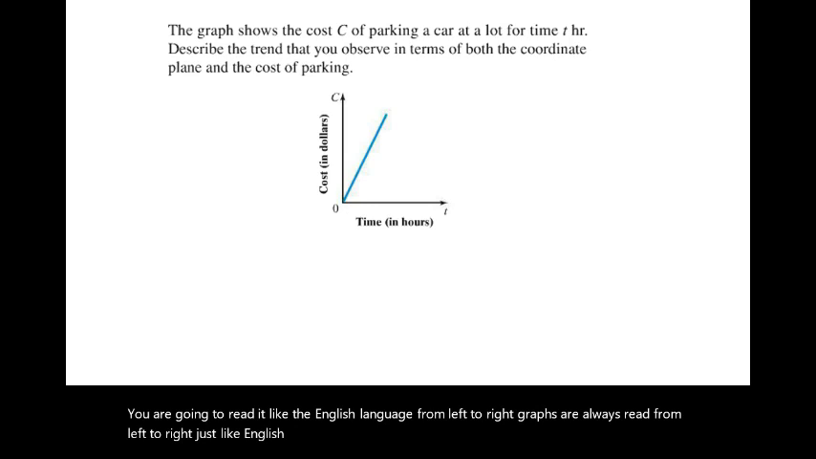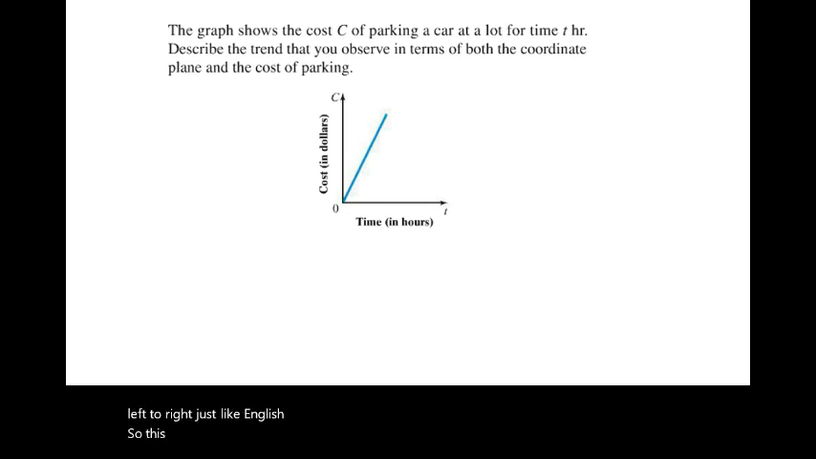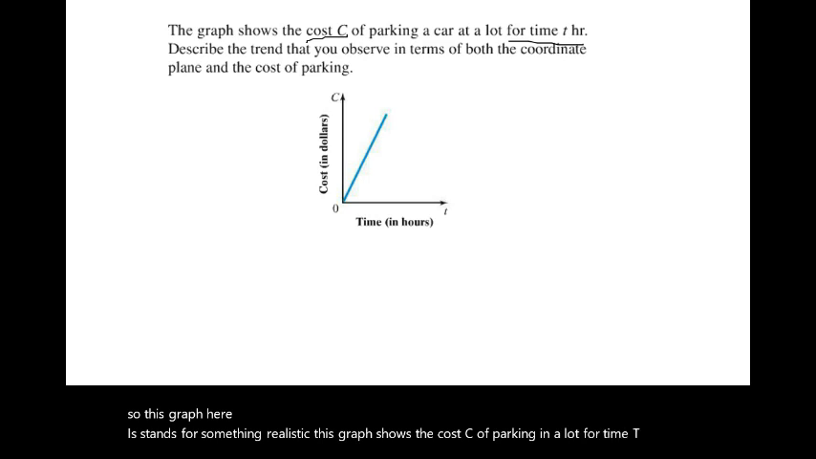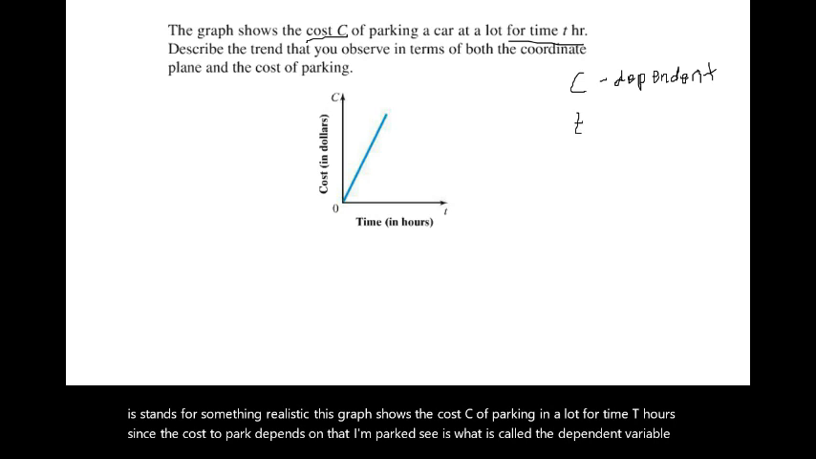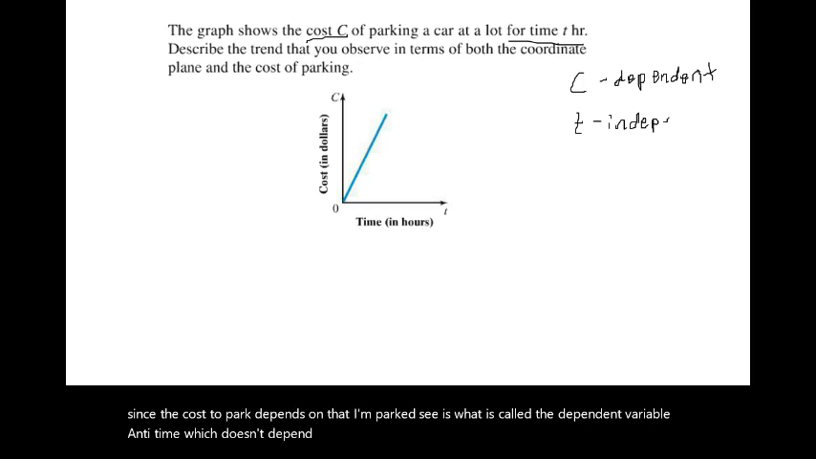So this graph here stands for something realistic. This graph shows the cost C of parking in a lot for time t hours. Since the cost to park depends on the time parked, C is what is called the dependent variable, and t, time, which doesn't depend on anything, is called the independent variable.